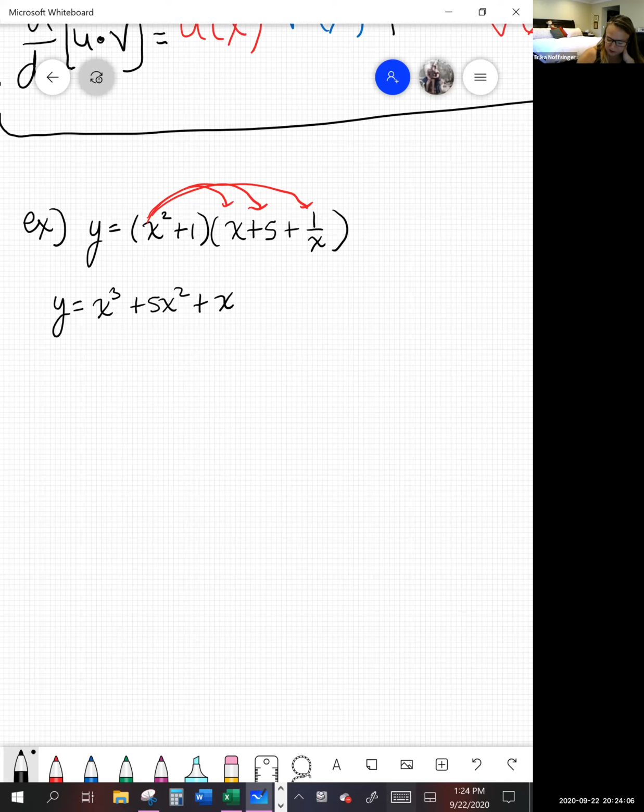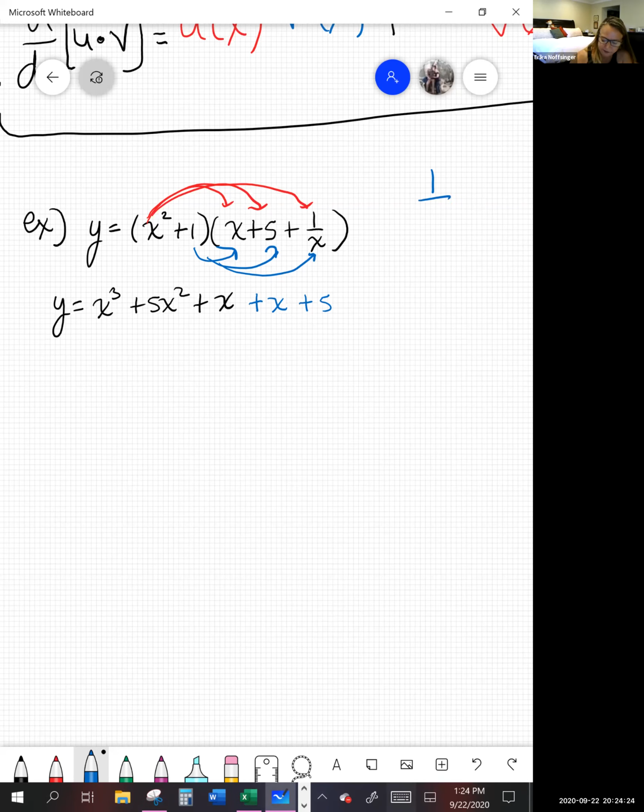And then let's distribute our 1 to each term in the second parentheses. So 1 times x is plus x. 1 times 5, so that's plus 5, and 1 times 1 over x is 1 over x. 1 over x right now, though, I'm going to rewrite differently because we don't know how to take the derivative of that. We need to rewrite it so we can use that general power rule. So we can bring this x up into the numerator by rewriting this as x to the negative 1 power. So I'm going to rewrite this 1 times 1 over x as plus x to the negative 1.